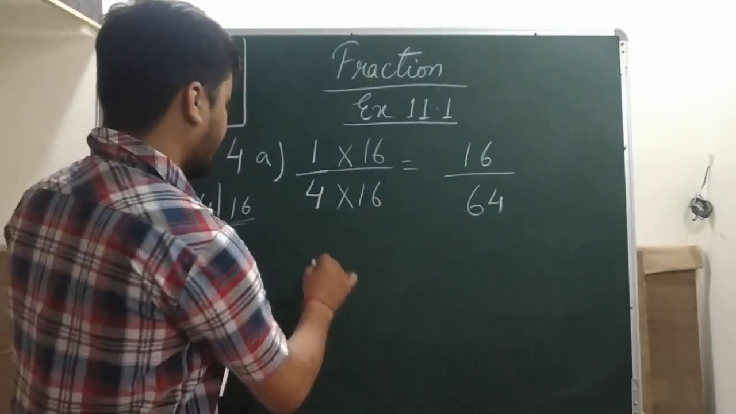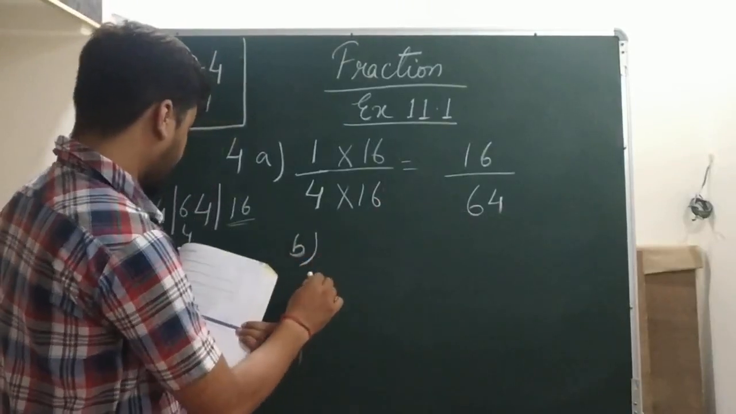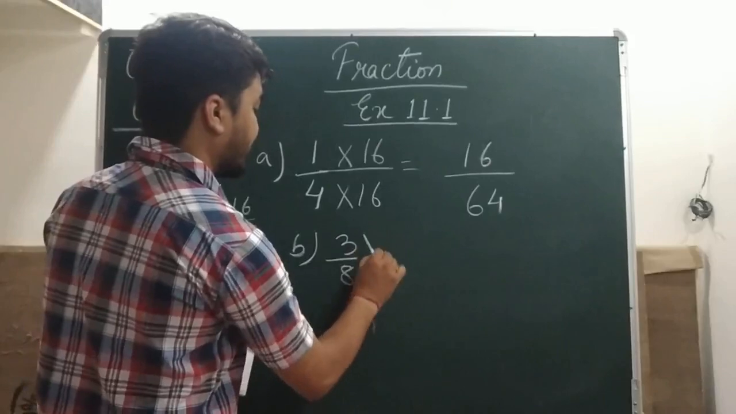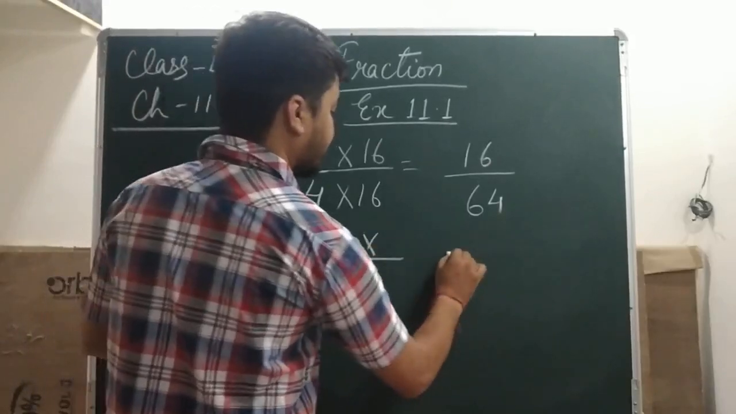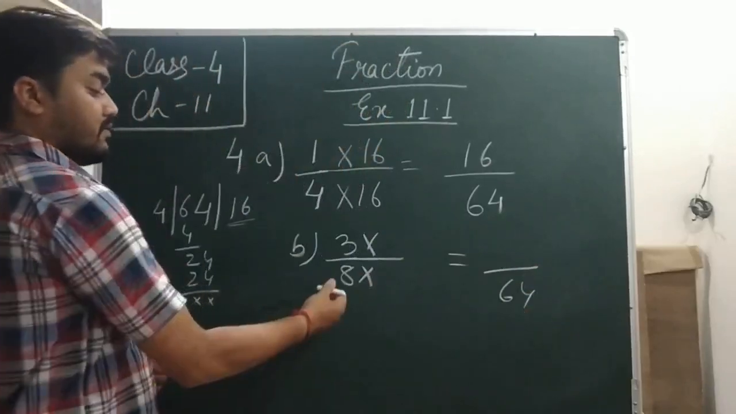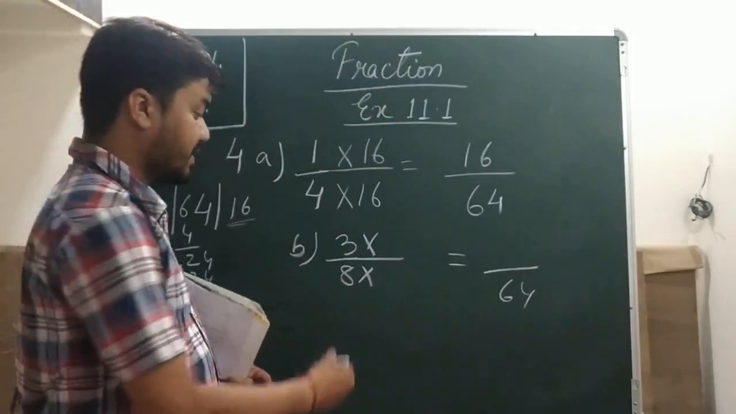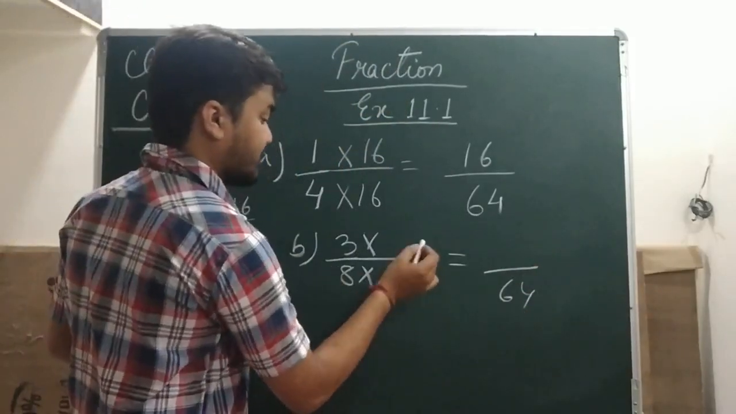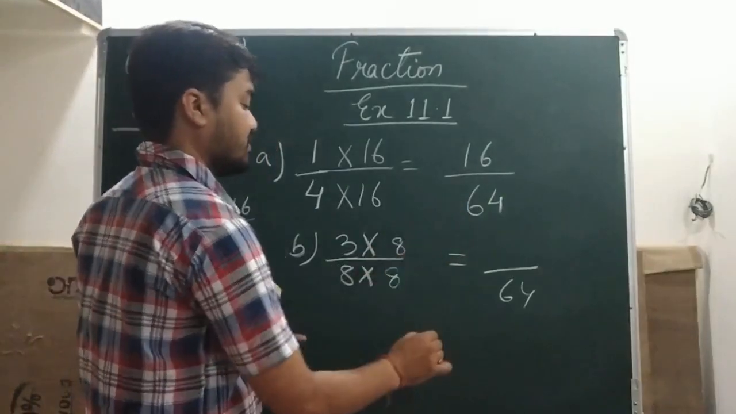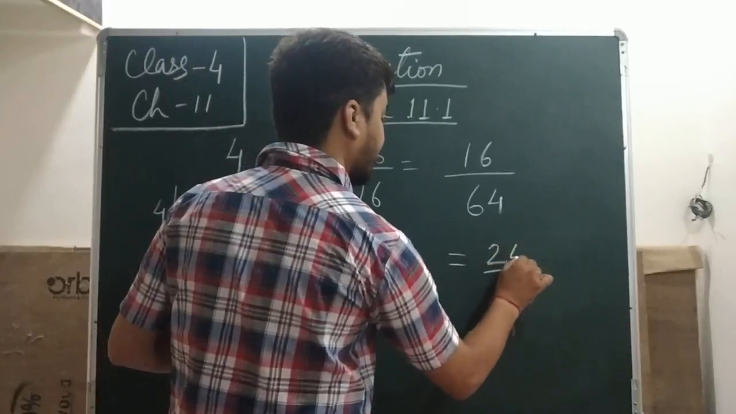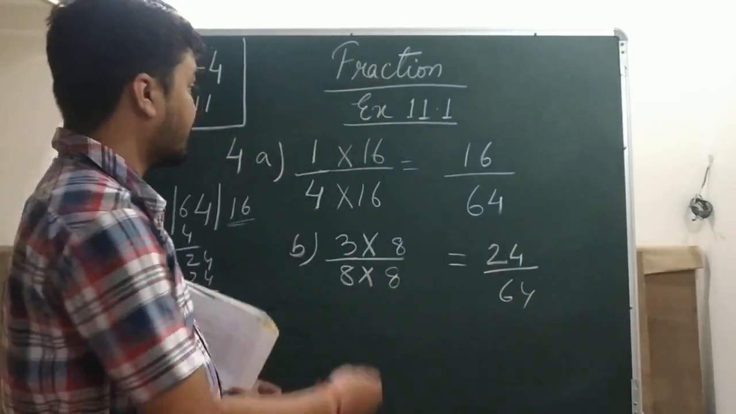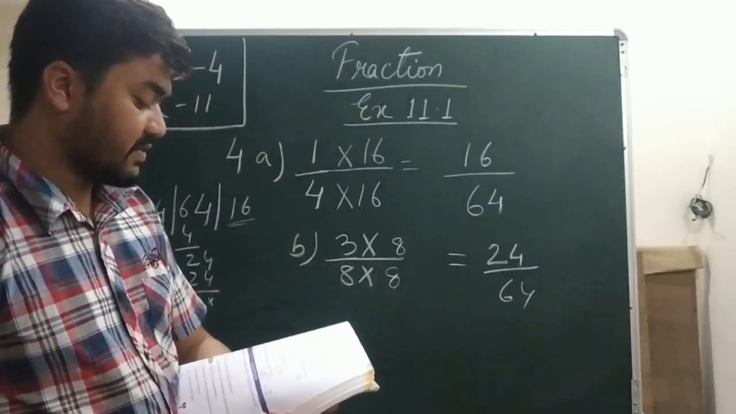Next question, question B, 3 by 8. You will multiply 3 by 8 to bring in the denominator 64. With what will we multiply 8? 8 times 8 is 64. So the same number you have to multiply in the numerator also. Answer will come 24 by 64. Okay. This is question number 4.